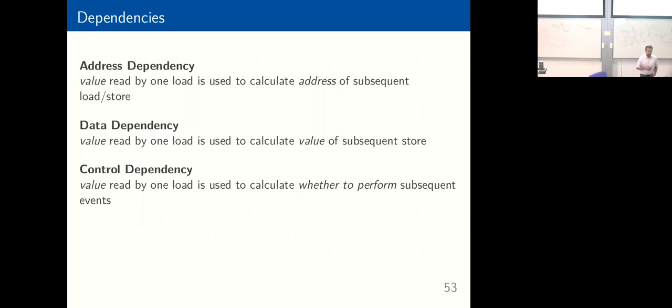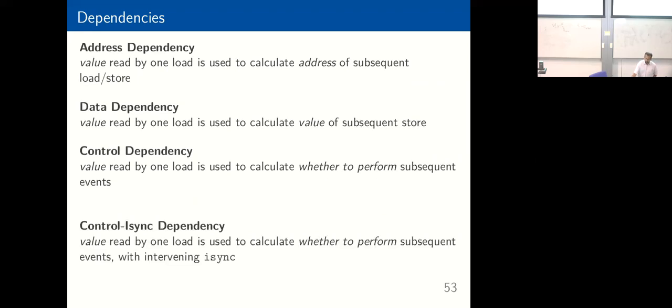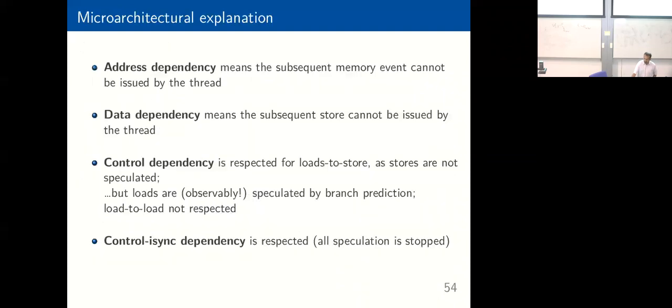Another one is what we might call control dependency, which you saw already in the message passing example. You read a value, and this was used to calculate whether you should or shouldn't do subsequent events. So if you load a value, then you do an if-then branch, or maybe a while loop, depending on the value you just read, that kind of thing. And in the interest of time, I'll skip over another kind of dependency that is in there.